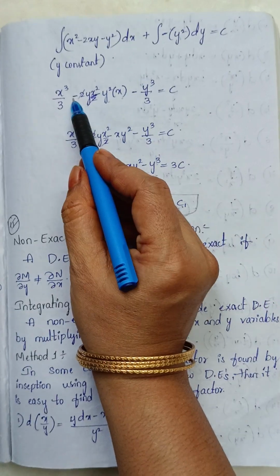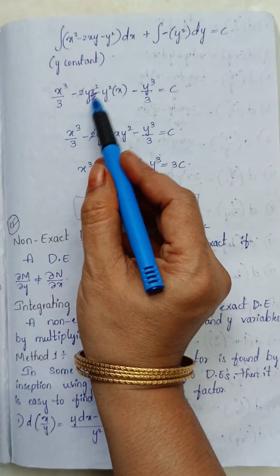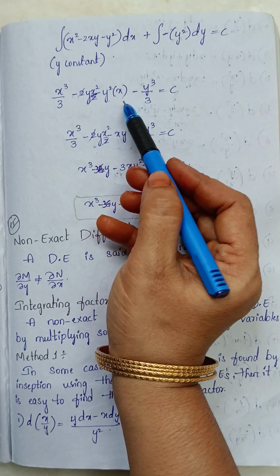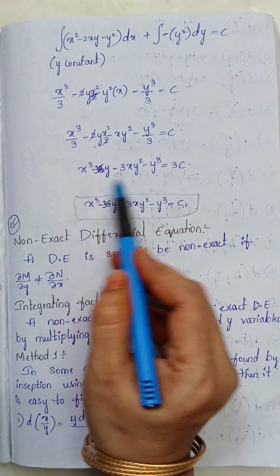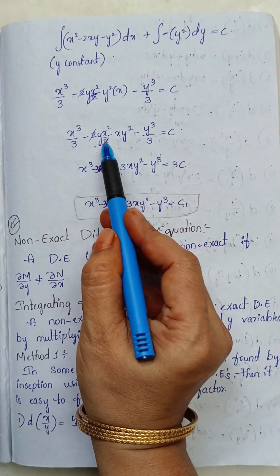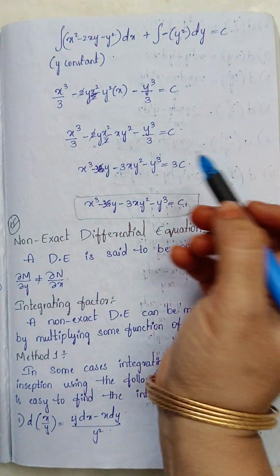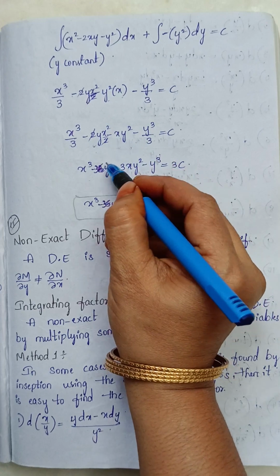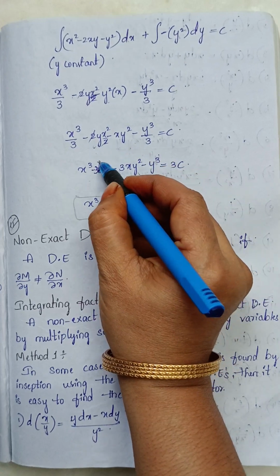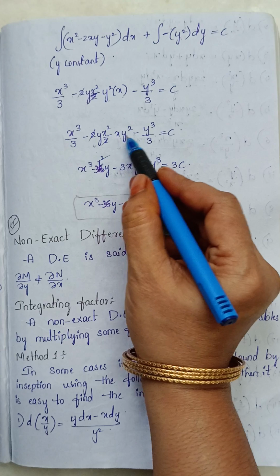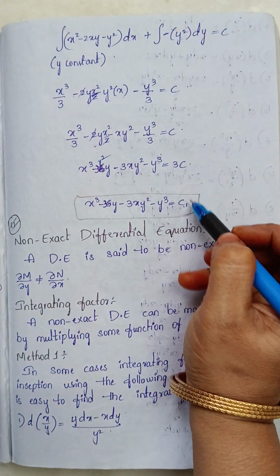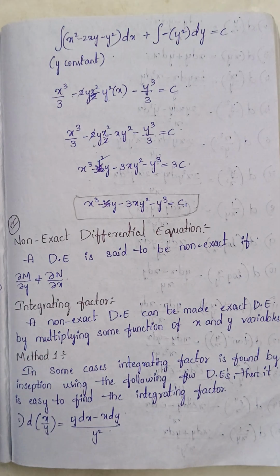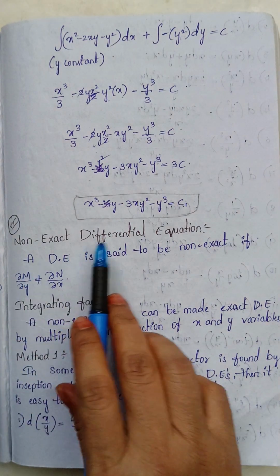Now the 2 gets cancelled here, and we have x cube by 3, x square y here, and x y square here, and this one. Again take 3 as the LCM: x cube, then 3 into x square y, minus 3 into x y square, minus y cube, equal to 3c. Or else you can take 3c as c1, which is the required solution. Now in the next video we will discuss non-exact differential equations.